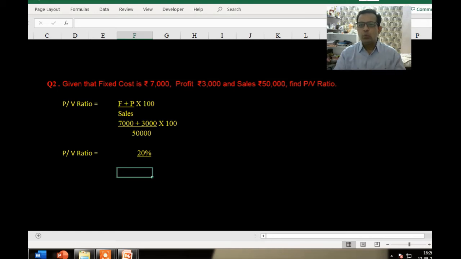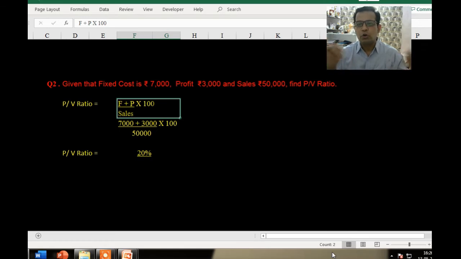Again, there are two ways of doing it. One, either you use this formula which is already done, I have put this here, or you can write contribution by sales into 100 and calculate contribution using fixed cost plus profit. However, that becomes a little longer way. Why do that when we can simply do it? All right, so I hope you have all understood this.